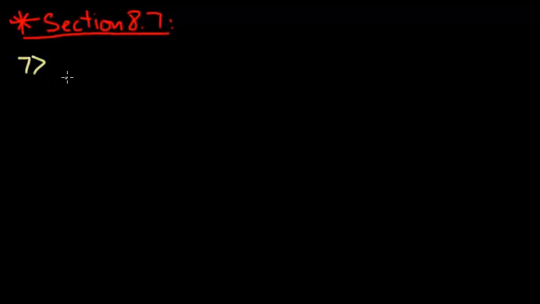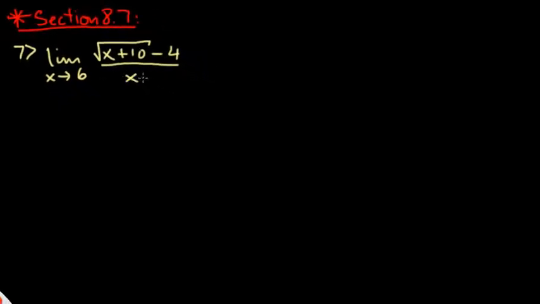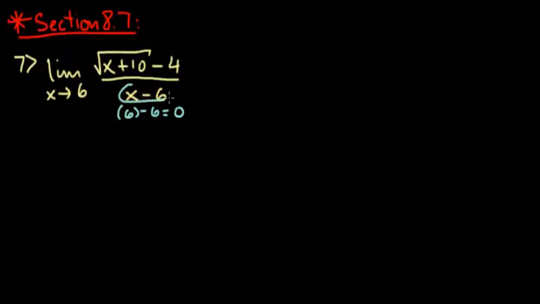So they give you the limit as x approaches 6 of the square root of x plus 10 minus 4 over x minus 6. If you find the limit by replacing x by 6, you will see that 6 minus 6 gives you 0, which is undefined. In chapters 1 through 3, we study solving this by crossing out the guy who caused the problem. So I try to cross out x minus 6.